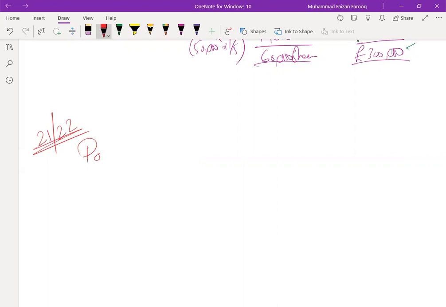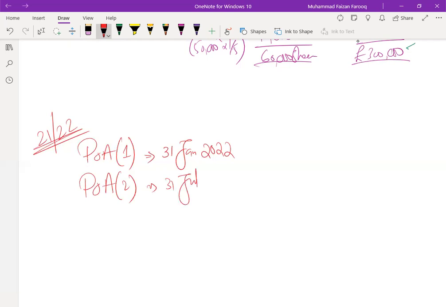POA 1: the date is 31st Jan 22, right? POA number 2: the date is 31st July 22, right? These both will be based on the values of 20 and 21.